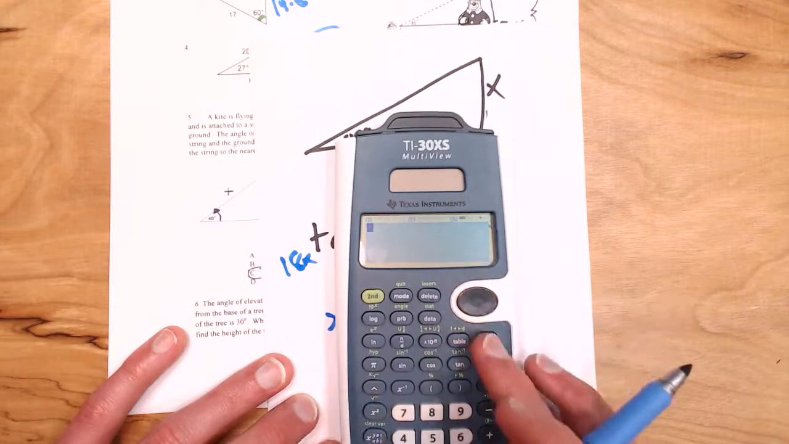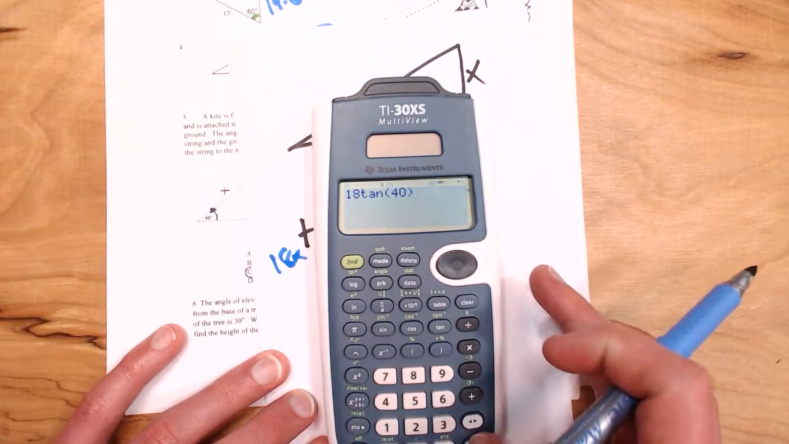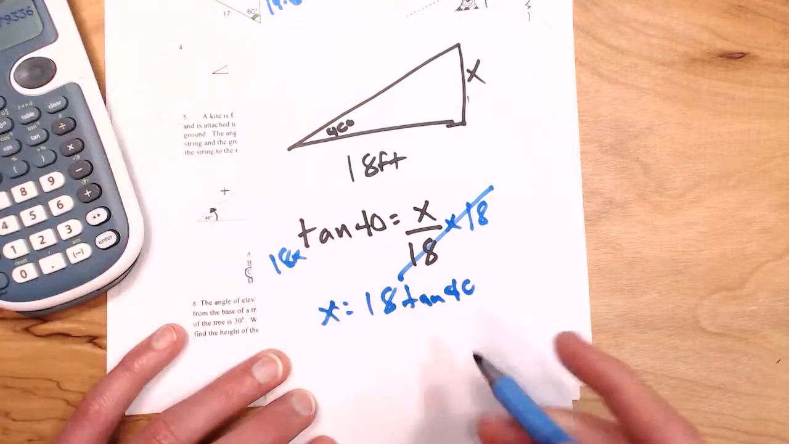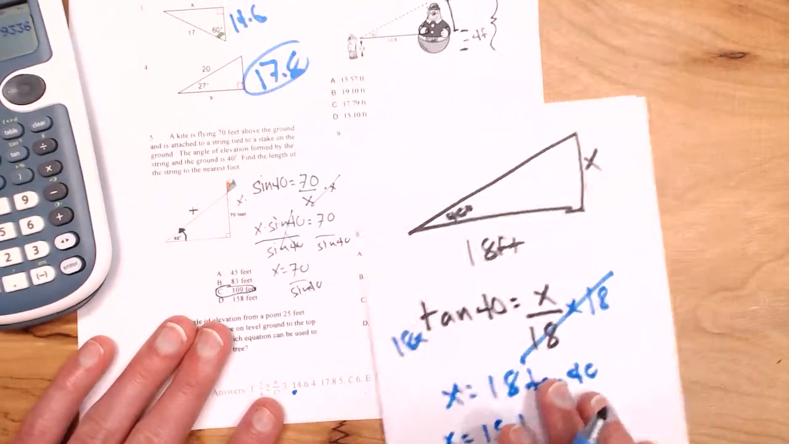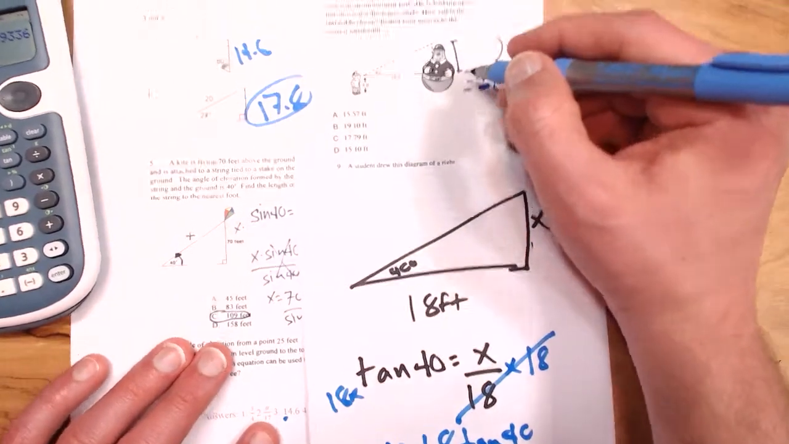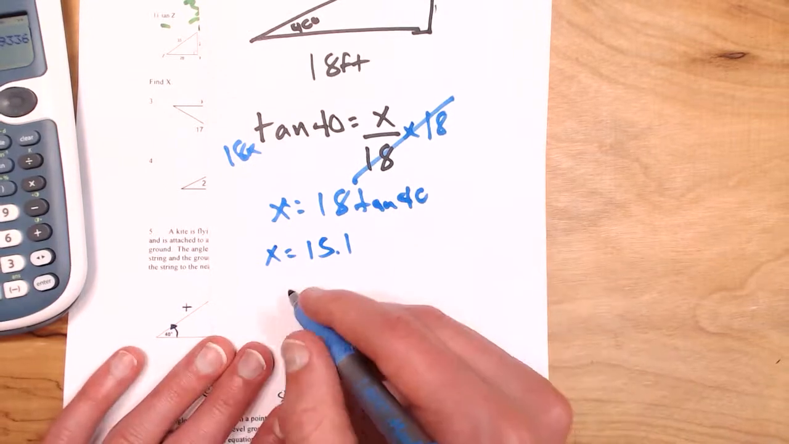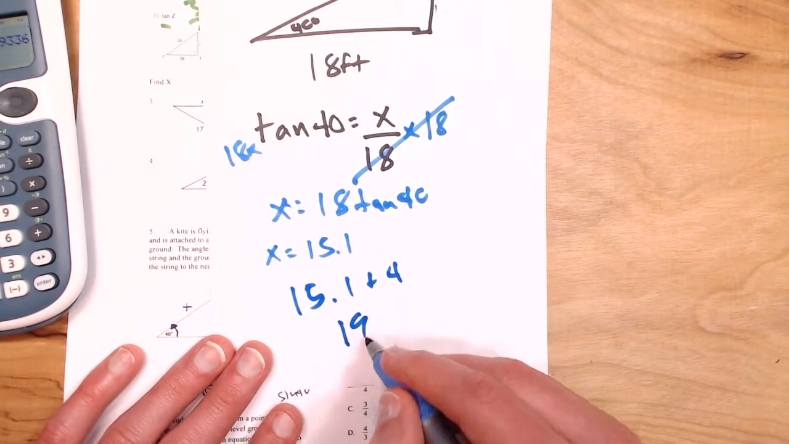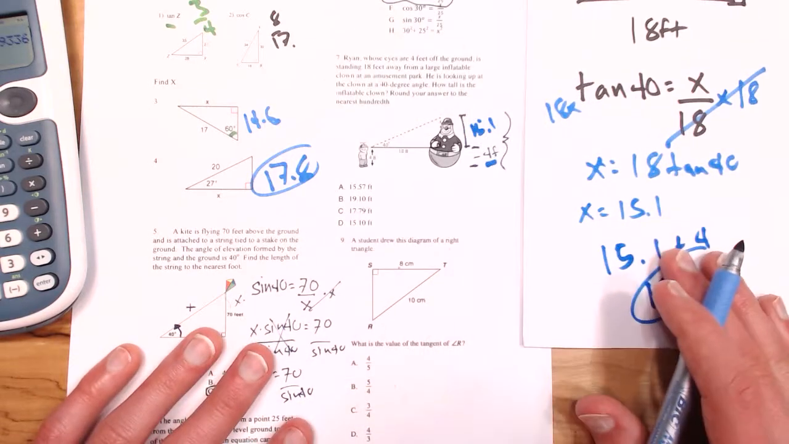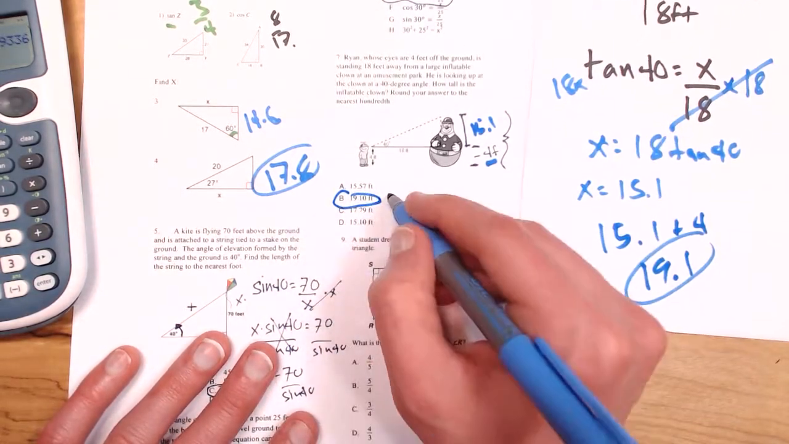So calculator time. 18 tan 40 is 15.1. And remember what we said, we're not done, we have to add 4 to our answer, because this is 15.1. And to get my whole answer, I need to add 4 to get the whole height, which should be around 19.1. So let's look at our answers, and there we go. B says 19.10 feet. Great.